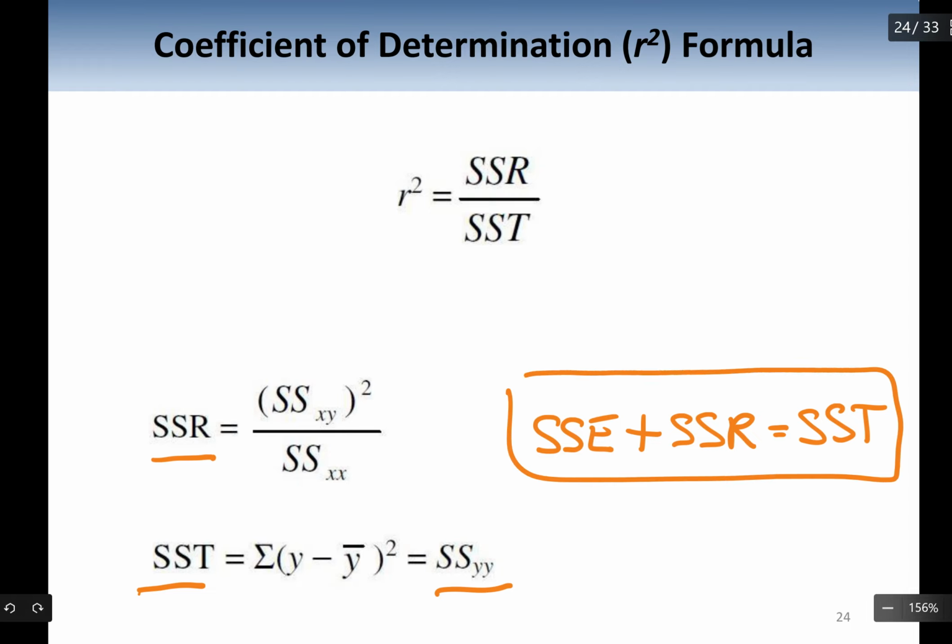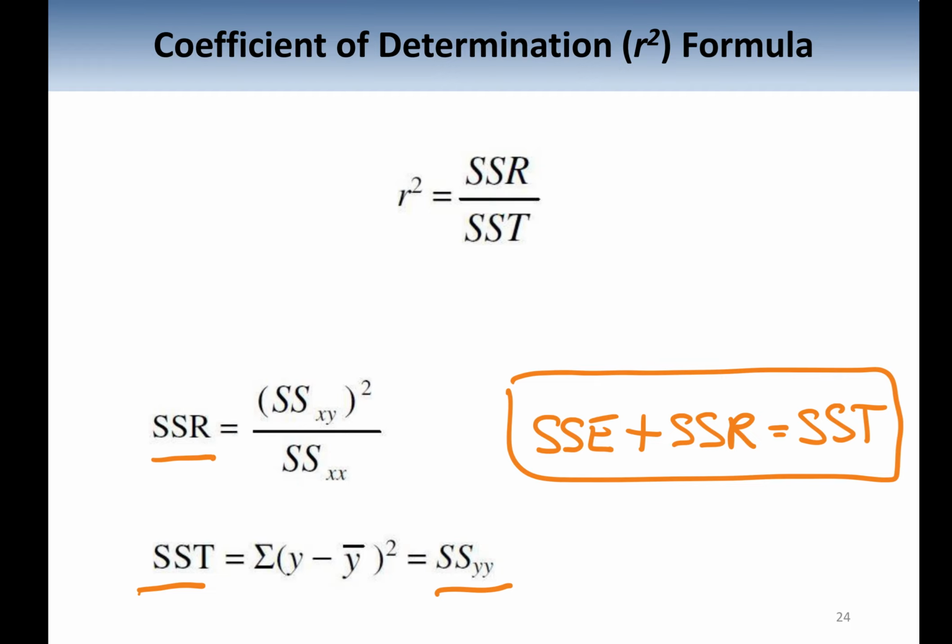That can be handy because sometimes we know parts of that. If we are trying to figure out the total sum of squares, but we know the sum of the squares of the error and the sum of the squares of the regression, we can just add them up. Or maybe we're trying to figure out the sum of the squares of the error. We can use the other two to figure it out by using this formula.